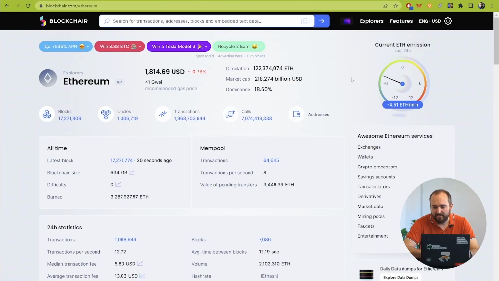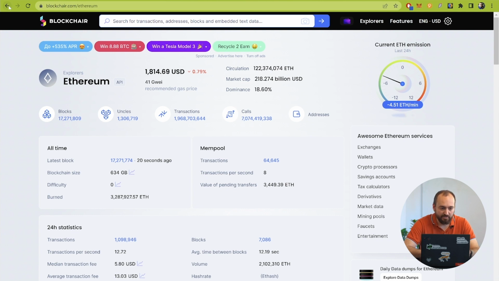But let's jump on the Blockchair website and check the information about Ethereum. Here we can see that right now the Ethereum emission is minus 4.51 Ethereum per minute. That means the number of Ethereum coins is decreasing every minute.